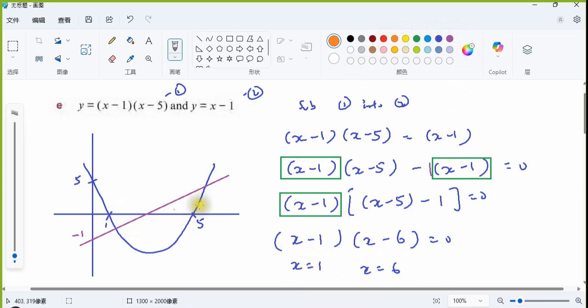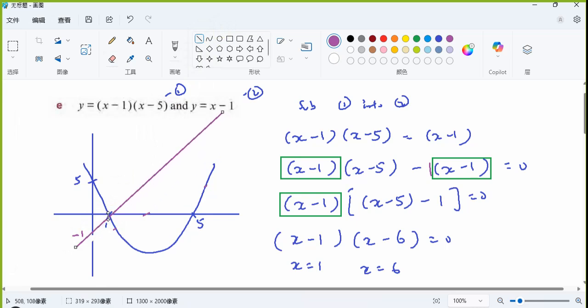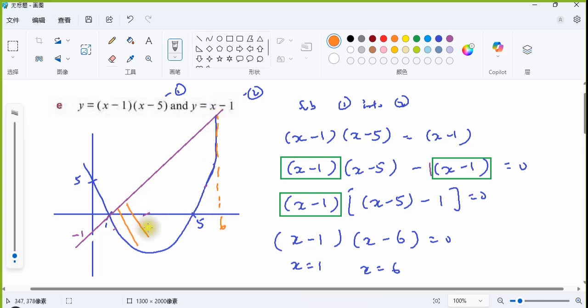So 1 and 6 here. I made a mistake in my drawing. The drawing shouldn't be like this. It will pass through the 1 here. So this will be something like this. And then we have the 6 here. So it's from 1 until 6.